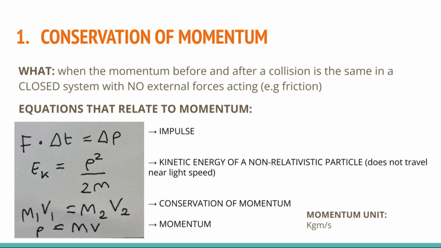So what are some equations that relate to momentum? These include the impulse equation and the kinetic energy of a non-relativistic particle. A non-relativistic particle is a particle that does not travel near the speed of light. We have the conservation of momentum equation and we have the normal momentum equation. So the momentum unit is kilograms meter per second.